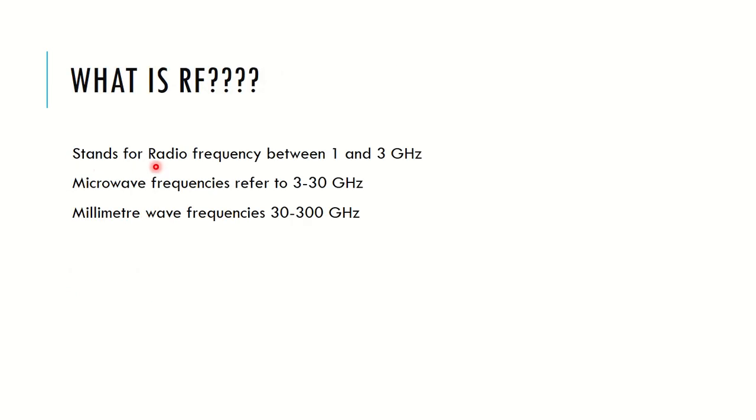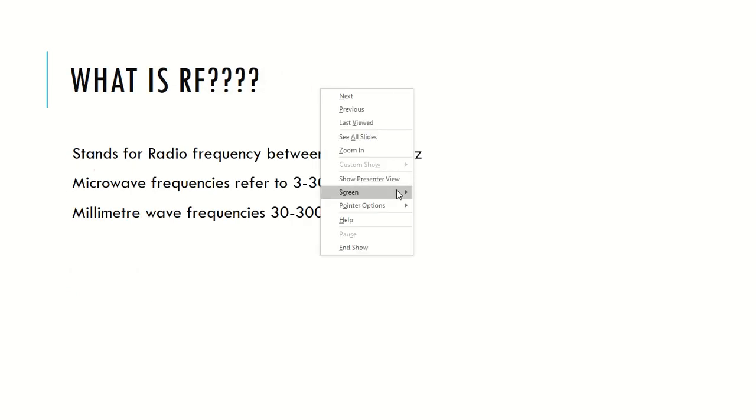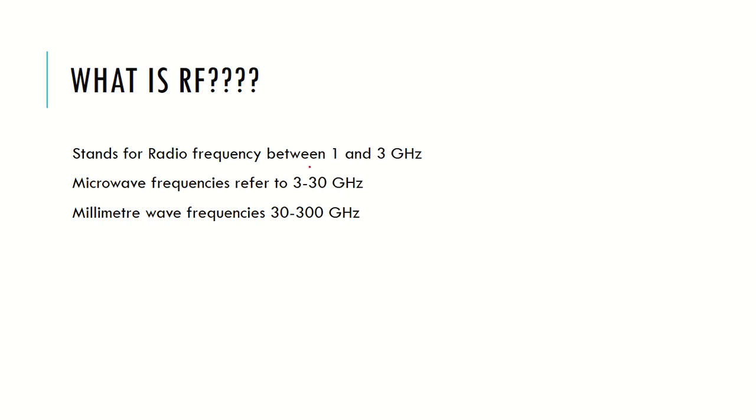We would have heard about the term RF. It stands for radio frequency. This radio frequency is mainly in a range of 1 to 3 gigahertz. Most of the wireless communication follows that frequency between 1 to 3 gigahertz. It comes under the radio frequency range.